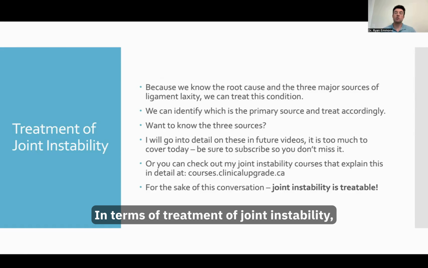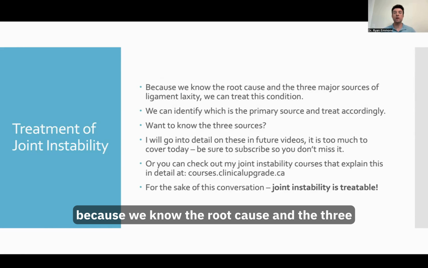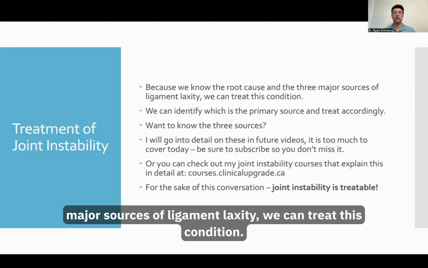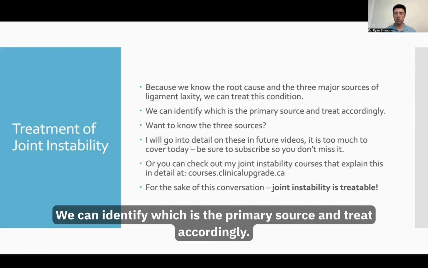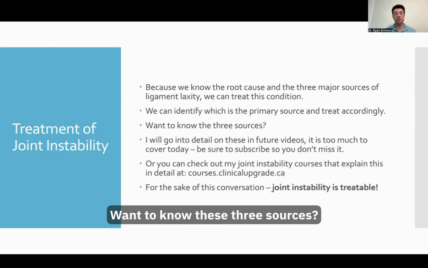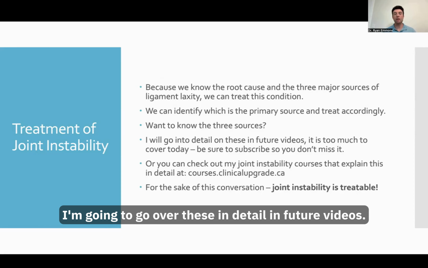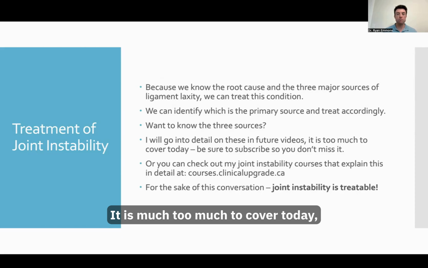In terms of treatment of joint instability, because we know the root cause and the three major sources of ligament laxity, we can treat this condition. We can identify which is the primary source and treat accordingly. Want to know these three sources? I'm going to go over these in detail in future videos. It is much too much to cover today.